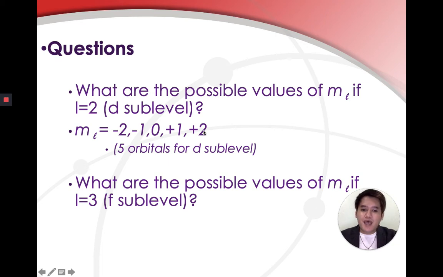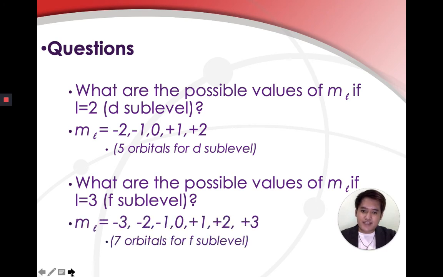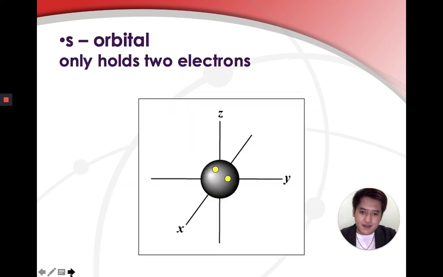Okay, now what about M sub L if L is equal to 3? Which is now our F sublevel. Remember, S, P, D, F. So if L is equal to 3, that is our F sublevel. So where do we start? We start with negative 3, negative 2, negative 1, 0, plus 1, plus 2, plus 3. Those are the 7 orbitals, the 7 orientations for the F sublevel. The following slide shows those pictures or those orientations.